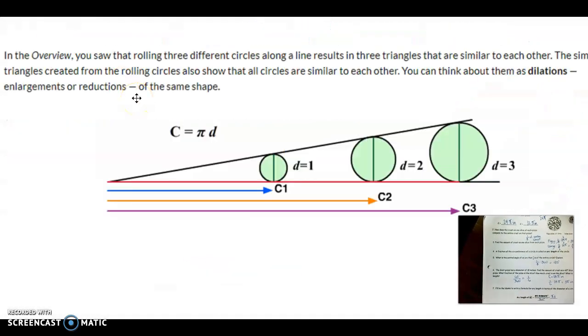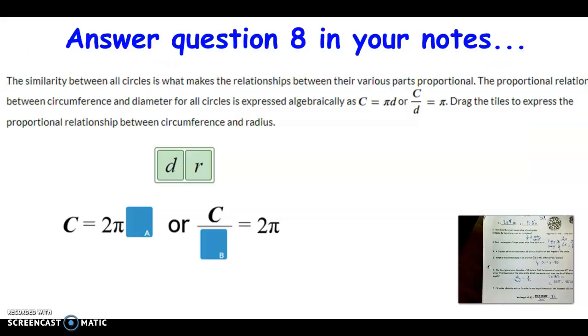In our overview of this topic, we saw that rolling 3 different circles along a line resulted in 3 triangles that were similar to each other. So remember, when we have these similar triangles, we're creating proportional parts. And so the similar triangles created from the rolling circles also show that the circles are similar to each other because their diameters are those proportional parts. So you can think of them as dilations of one another. They're enlargements or reductions of the same shape.